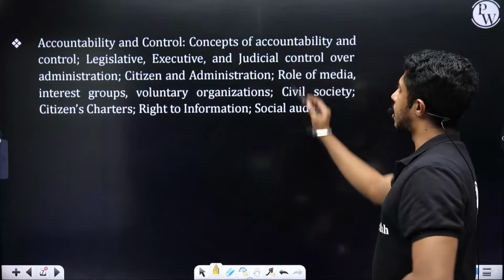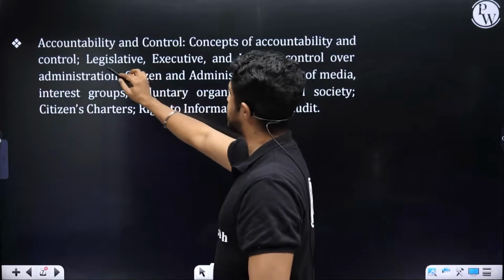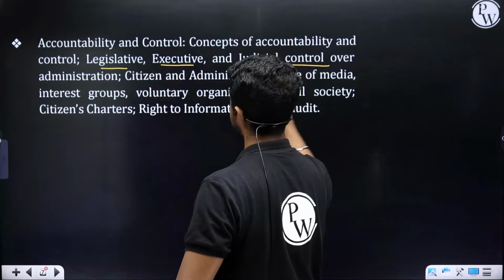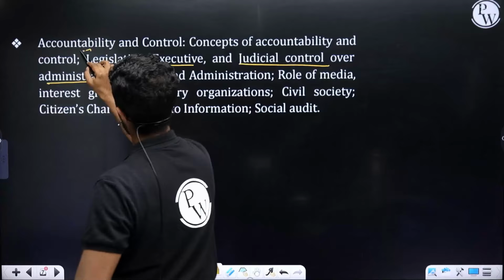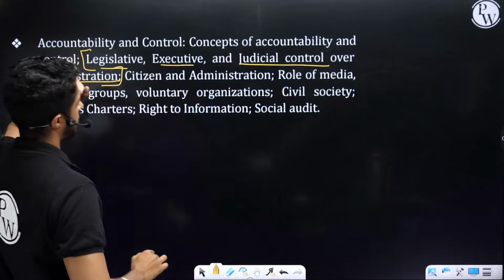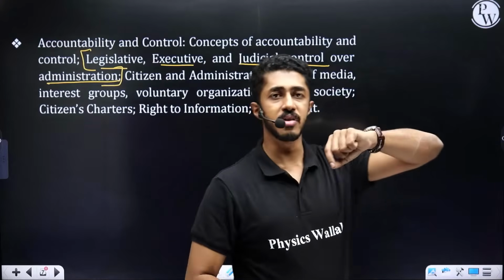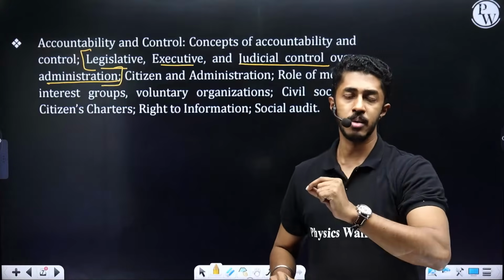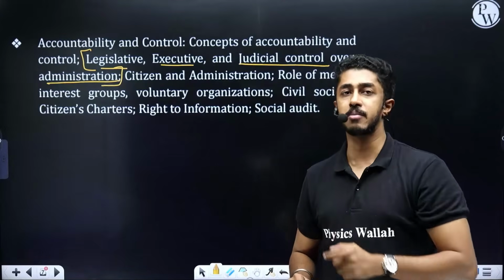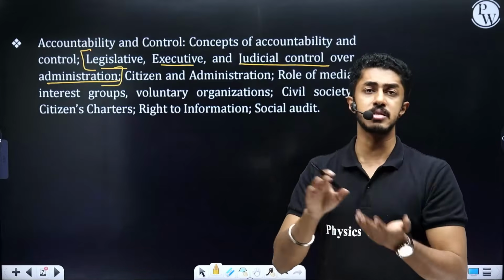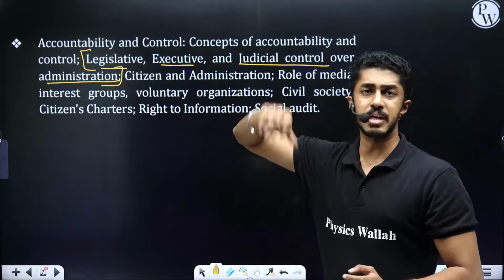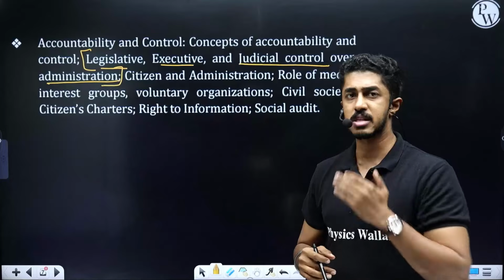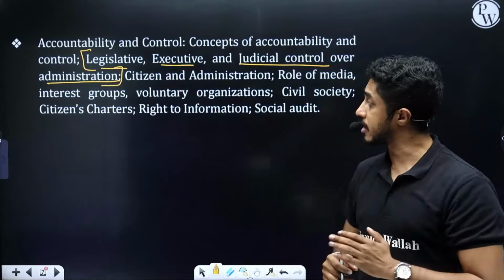Accountability and control: concepts of accountability and control, legislative, executive, judicial control over administration. This portion you can easily refer to from paper 2, because in paper 2 you have union administration, where you again talk about legislature, executive and judiciary. So I would suggest you pick it up from there. When I discuss paper 2 books, you can go for that.